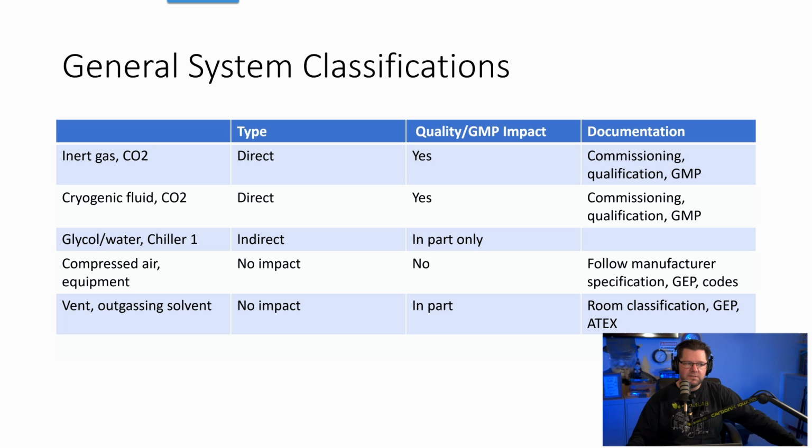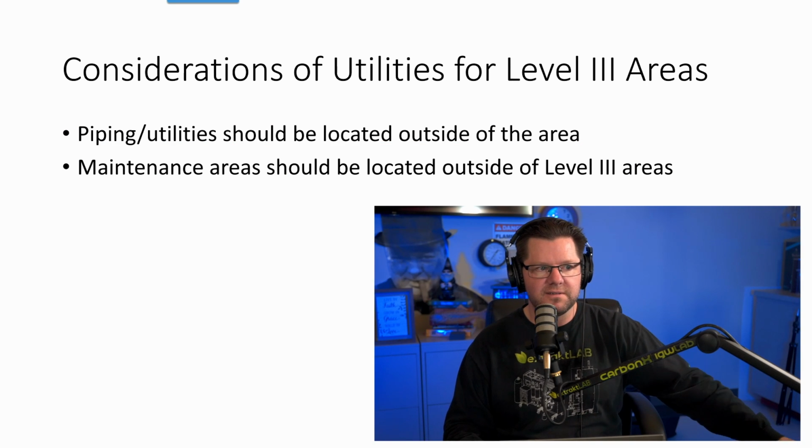Glycol water chiller. If you have a chiller, for example, with glycol water circulating at say minus 20 degrees, it could be considered an indirect impact, and I say in part only on the quality system, because if it chills a process reactor that has to be at minus 20, the temperature control system then becomes the direct quality impact, and you need to qualify the temperature control system, not so much the chiller, and things like that. So you'll see a recurring theme here as I go through these.